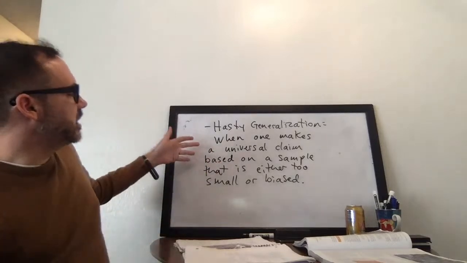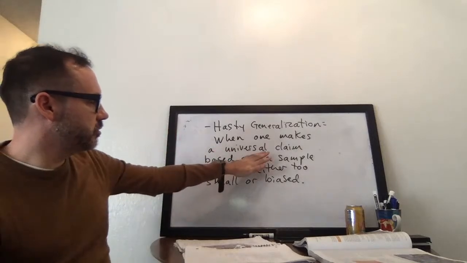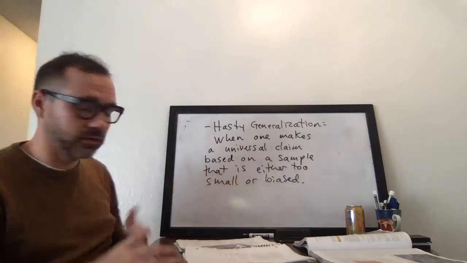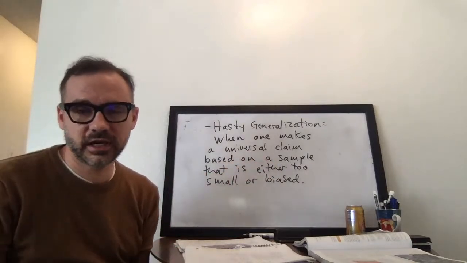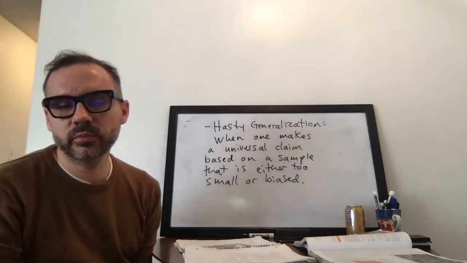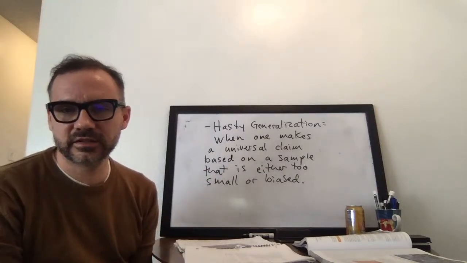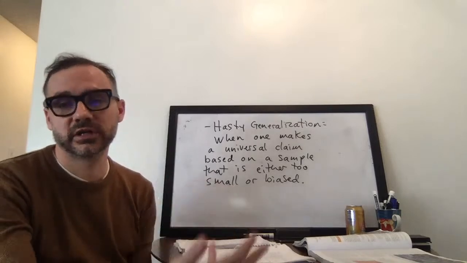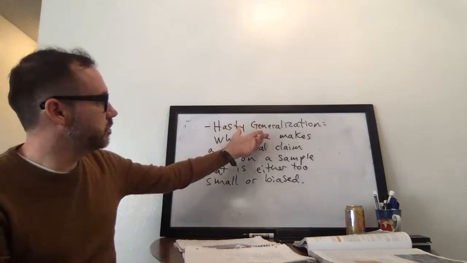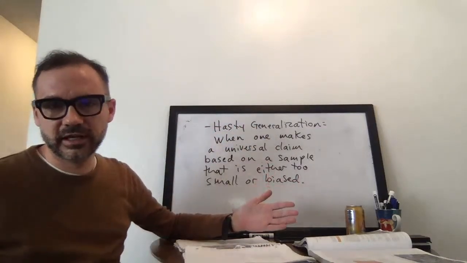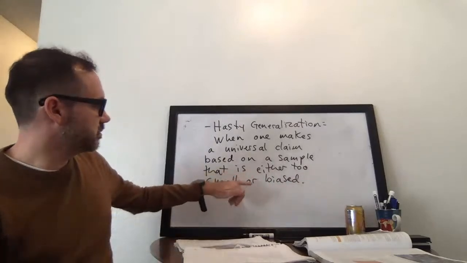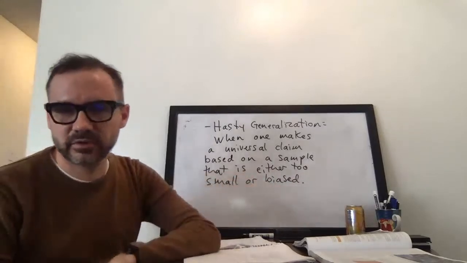So when you make any universal claim, you have to make sure that you're doing it based on a sample of experience or evidence that's large enough to speak to the whole category of things, and that isn't somehow biased or skewed. The problem with generalizations is that sometimes people leap to that conclusion too quickly. Hasty just means fast. So this is jumping to a sweeping universal claim too quickly, based on only a little bit of evidence or a biased sample of evidence.